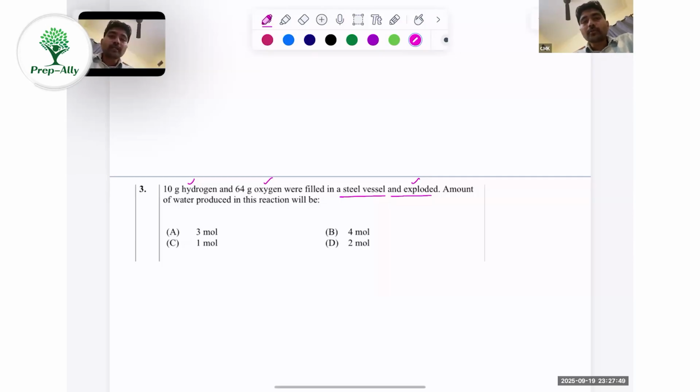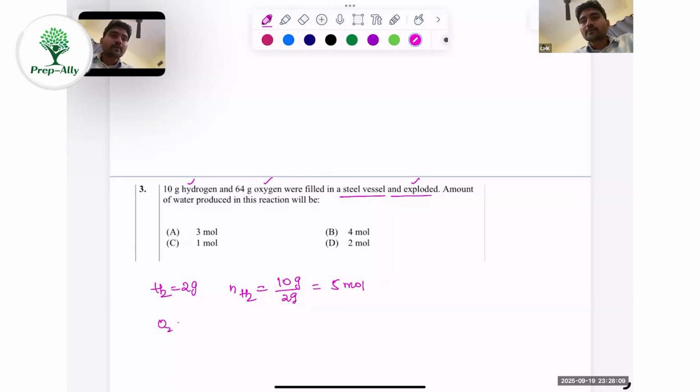For that, first of all, molar mass of hydrogen is 2 grams. Given weight is 10 grams. So how will you find the number of moles of hydrogen? Given weight by molar mass. So I get the number of moles, 5 moles.